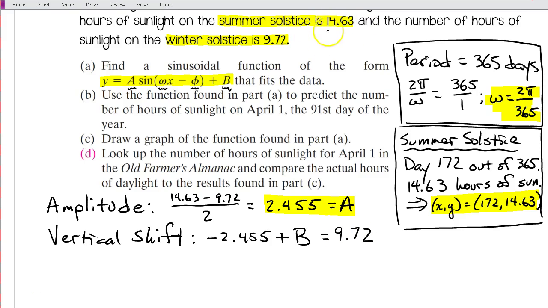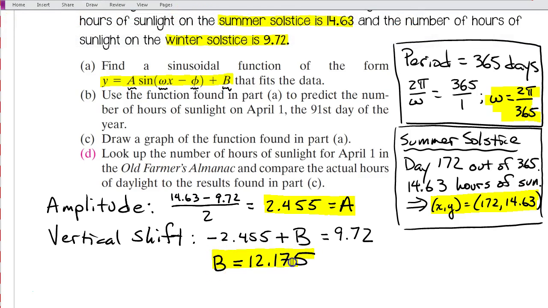Okay, now we could have done this with the summer solstice. We would have done positive 2.455 plus 14.63, and that would actually be minus, we would subtract those two, but either way it doesn't matter. And if I solve this for B, I get 12.175. So that's my vertical shift.